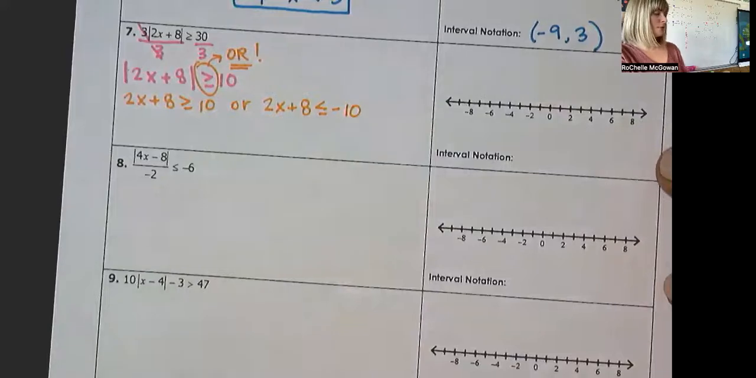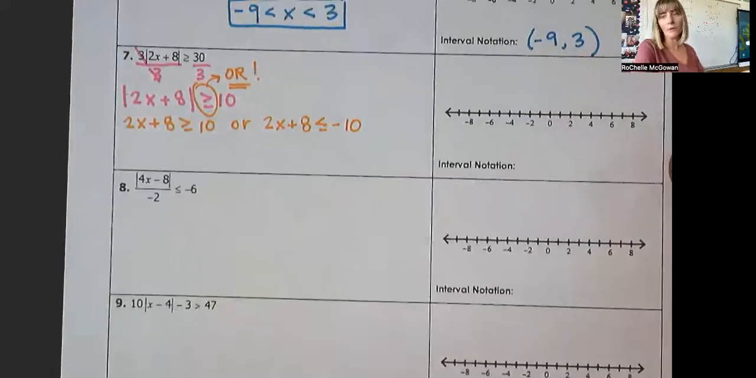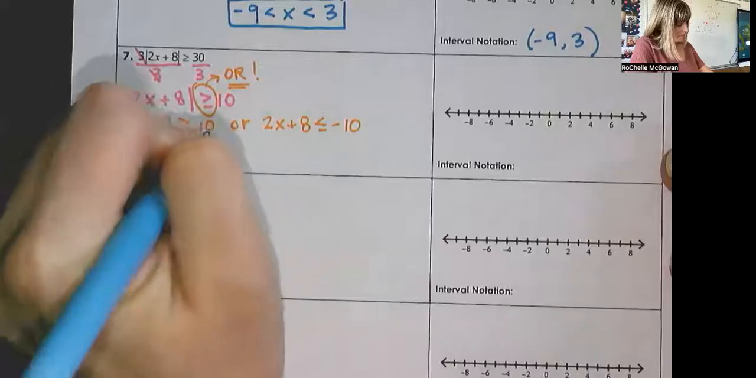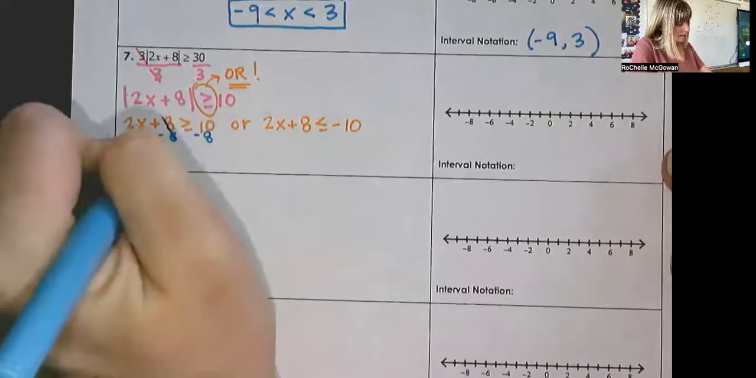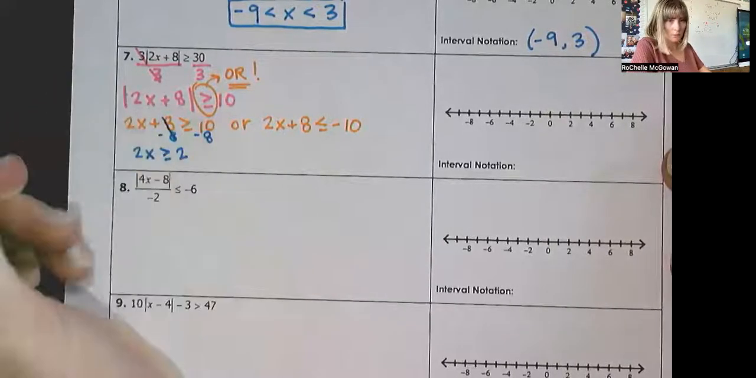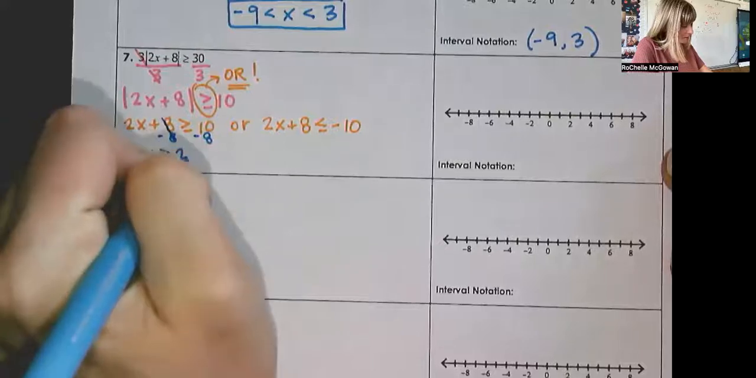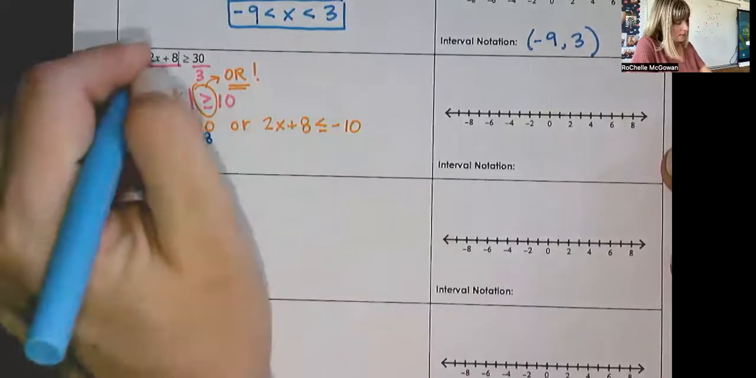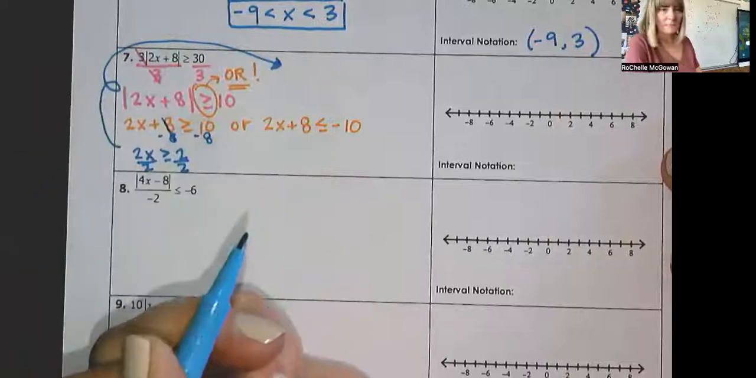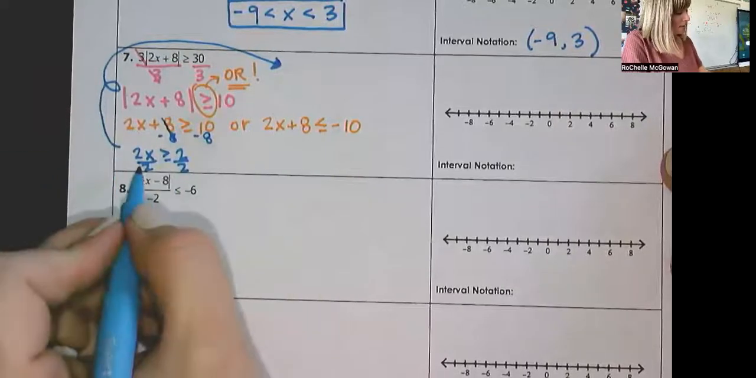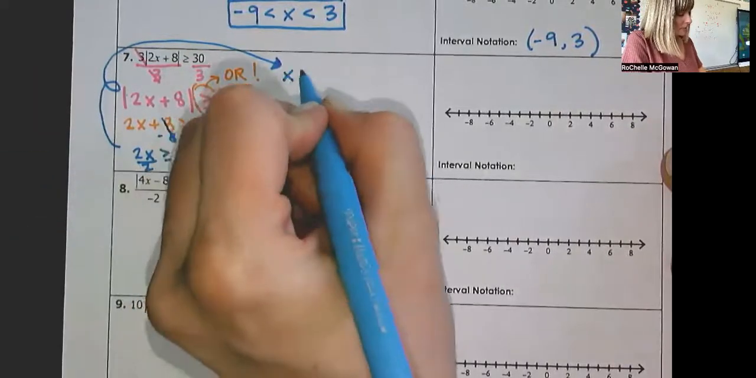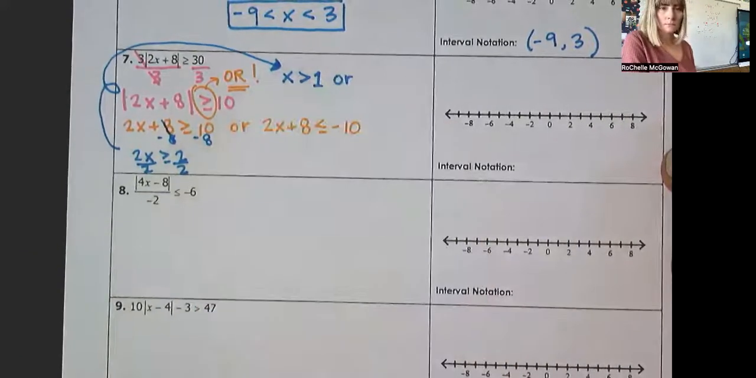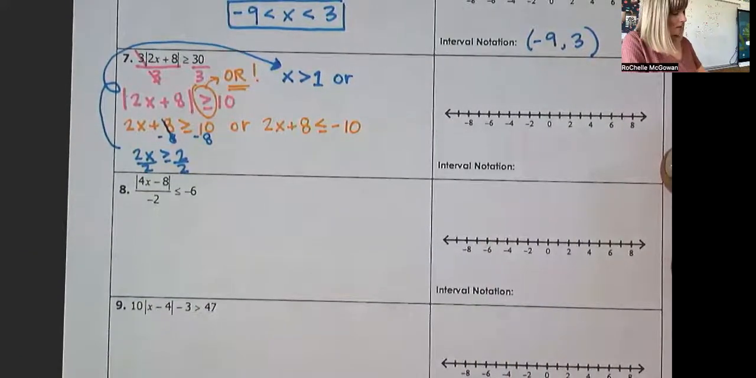And this is going to get squishy because this box really does not have enough room for me. But I'm going to go -8, -8. This is going to say 2x is greater than or equal to 2. And then I'm going to divide by 2, divide by 2. And I'm going to write my answer up over here. I'm going to bring this over here so I have space to write my stuff. This one turns into x is greater than 1 or, all right, let's check the other one.